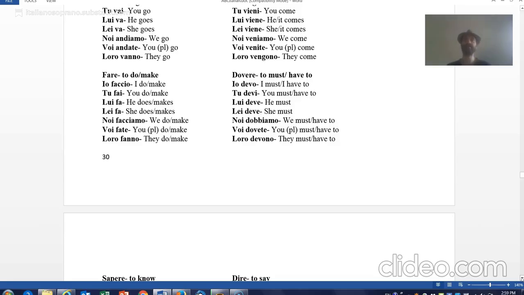And then fare, a very important, very useful verb in Italian. We use fare a lot, and it means either to do or to make. We have io faccio, tu fai, lui fa, lei fa, noi facciamo, voi fate, loro fanno. Dovere means to must, have to, and in some contexts even should. We have io devo, tu devi, lui deve, lei deve, noi dobbiamo, voi dovete, loro devono.